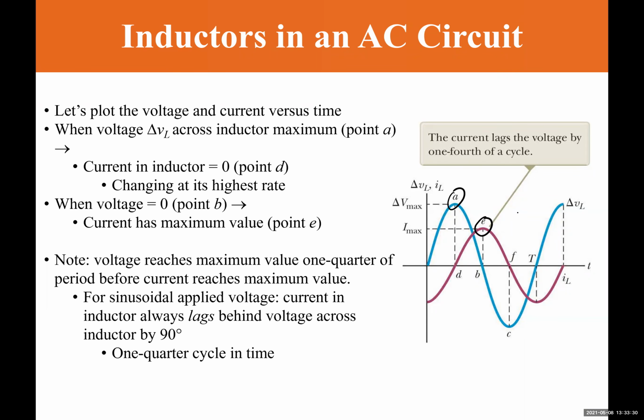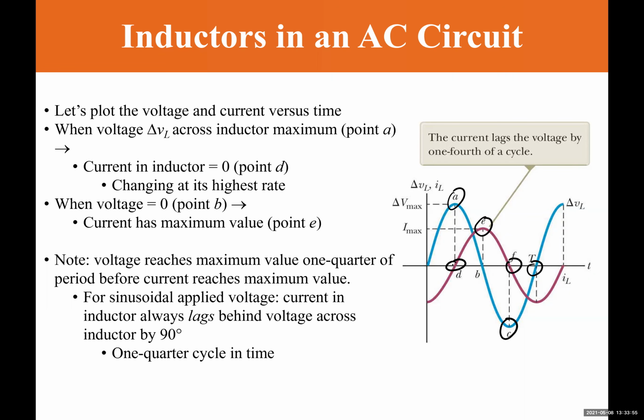Okay, and the same thing when this is 0, at point F, and when you have the negative current, everything is shifted by pi over 2. That means the current in the inductor equals 0 at point D, where that point coincides with the maximum voltage.